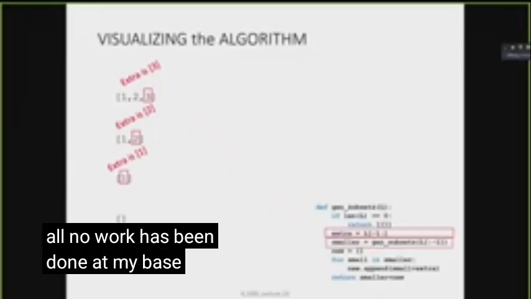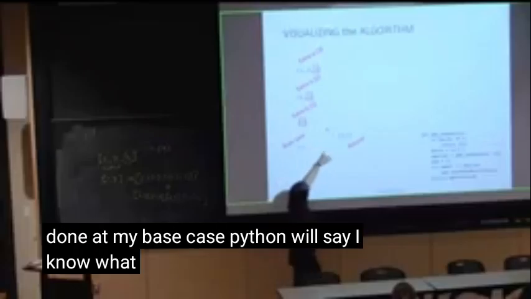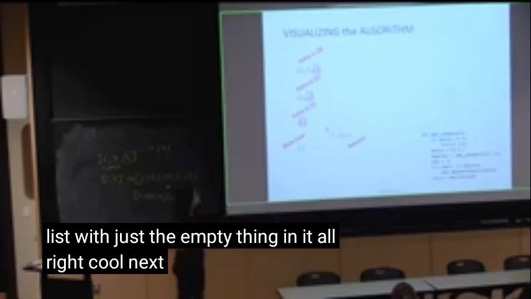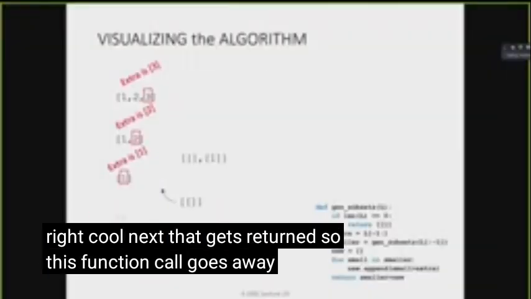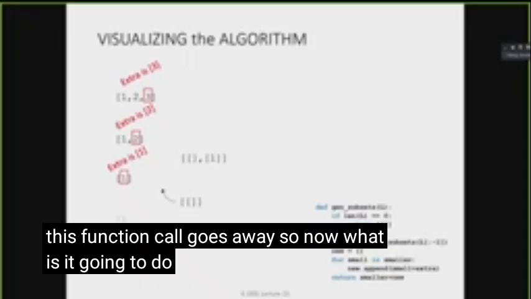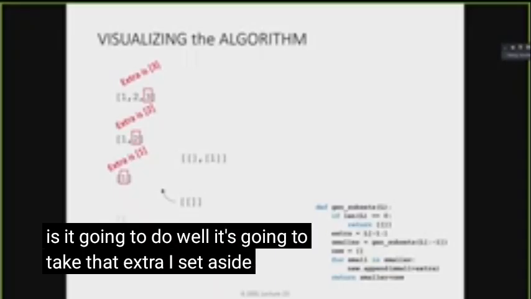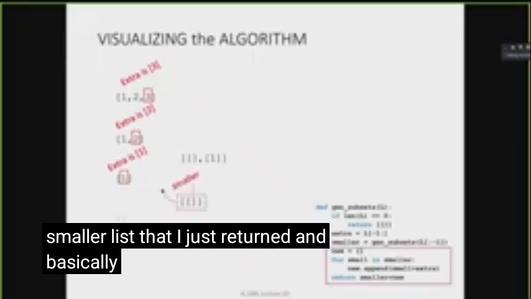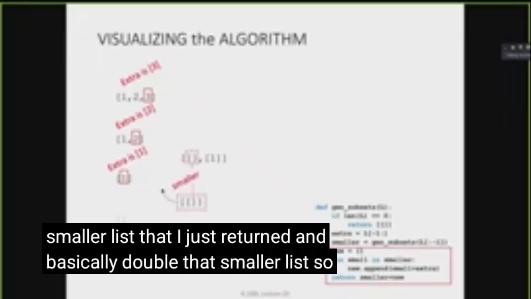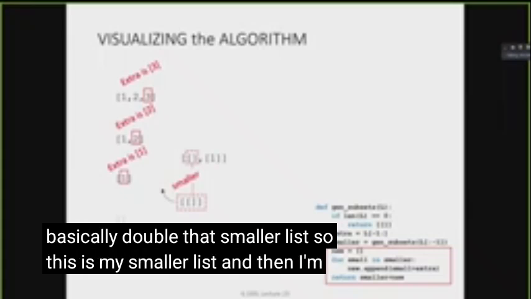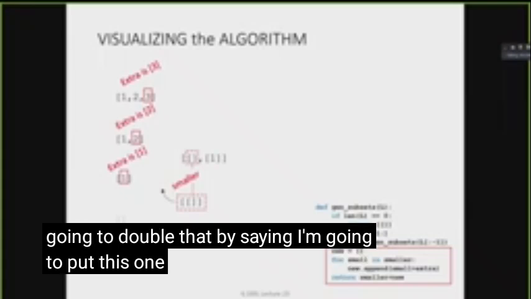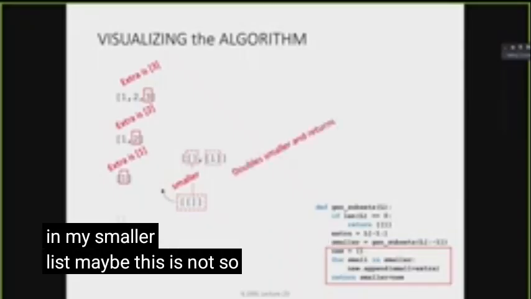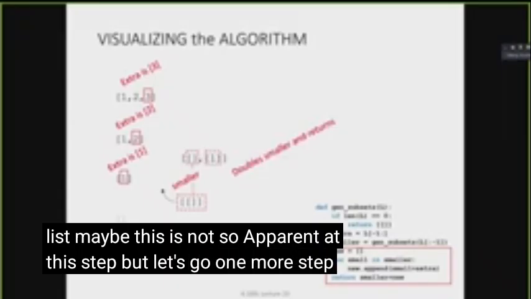At my base case, Python will say, I know what this is. It's going to be the list with just the empty thing in it. All right, cool. Next, that gets returned, so this function call goes away. So now what is it going to do? Well, it's going to take that extra I set aside, take the smaller list that I just returned, and basically double that smaller list. So this is my smaller list, and then I'm going to double that by saying I'm going to put this 1 to the end of everything in my smaller list. Maybe this is not so apparent at this step, but let's go one more step and see what happens.